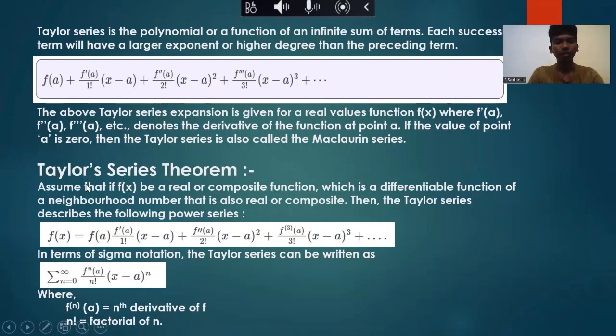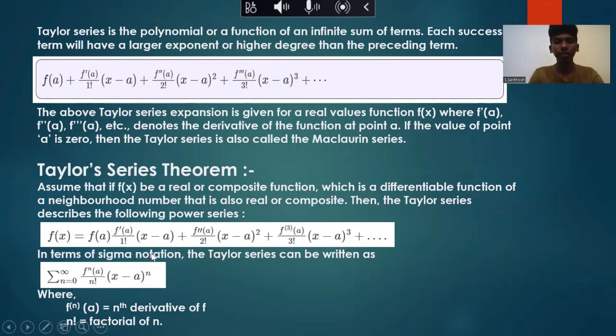So the theorem of Taylor series. Assume that f(x) is a real or composite function, which is a differentiable function in a neighborhood of a number that is also real or composite; the Taylor series describes the following power series. So take f(x) equals f(a) plus first differentiation of a divided by 1 factorial into (x minus a), plus second differentiation of a by 2 factorial into (x minus a) whole square, plus third differentiation of a divided by 3 factorial into (x minus a) whole cube, plus so on. It just goes on up to the nth derivative of a divided by n factorial into (x minus a) whole to the power n.